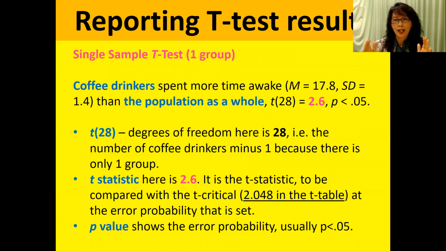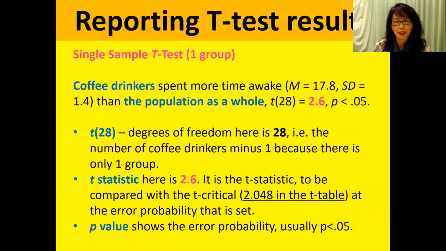For t-test, there are three situations where we will compare two groups. The first of this is what we call a simple single sample t-test. There is only one group, and it is being compared with the population from which the group is taken. For example, we study coffee drinkers as a group of people compared against the whole population. So what do we compare here? The number of hours they are awake, and the mean M equals 17.8. Average hours they are awake is 17.8. Okay, are they different from the population as a whole?